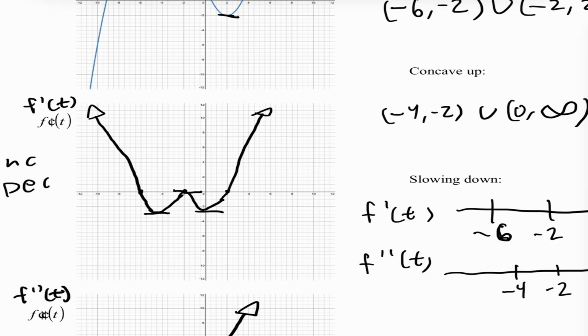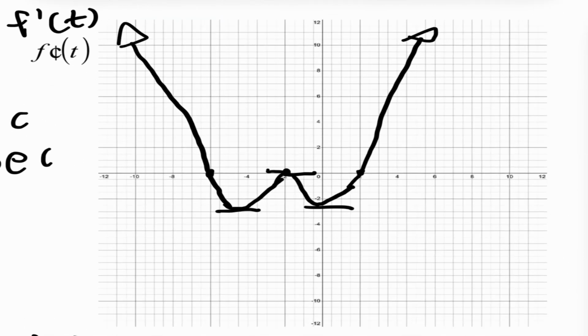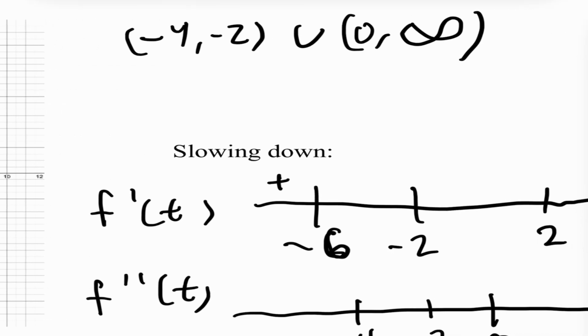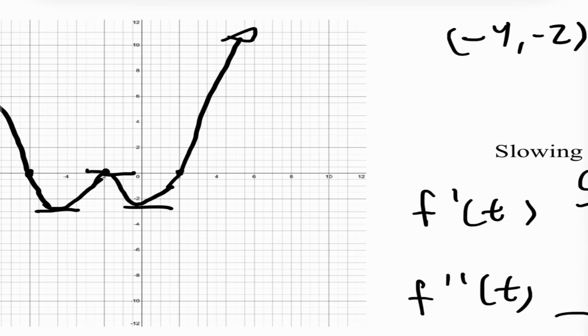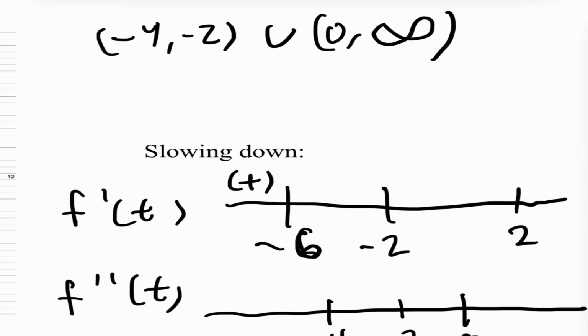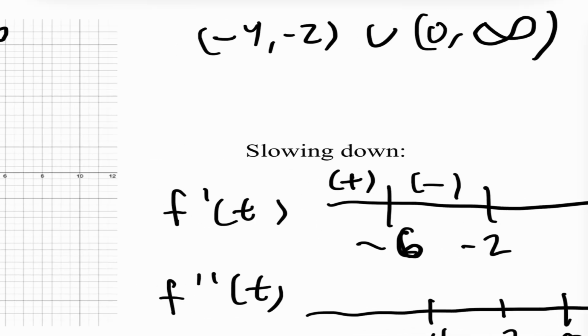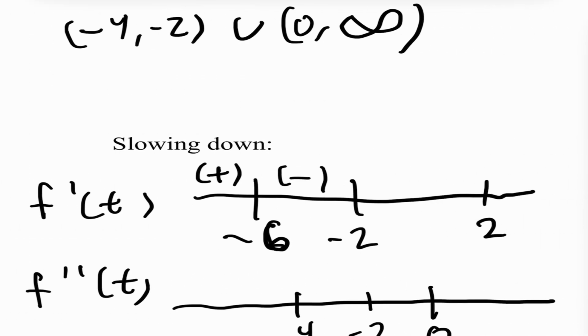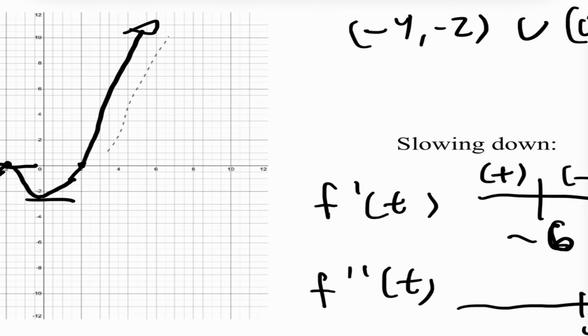Now, looking at -6 on our f'(t) graph, from the left side we can see that it's positive. From -6 to -2, we can see that it's negative. From -2 to 2, it's negative. And to the right, it's positive.